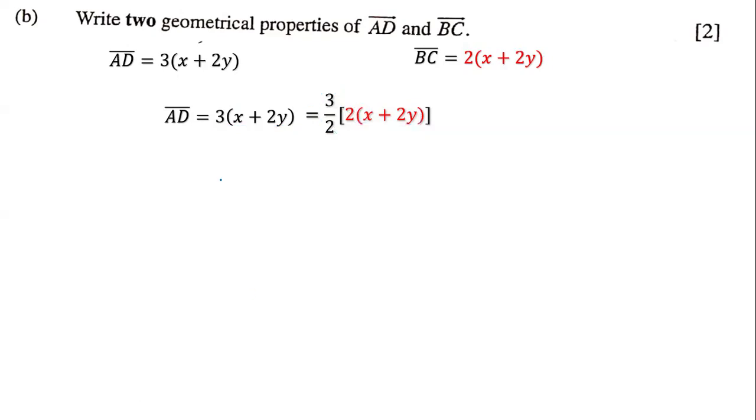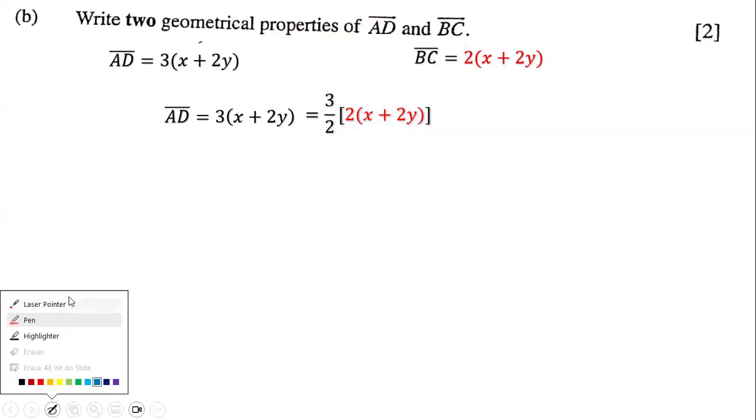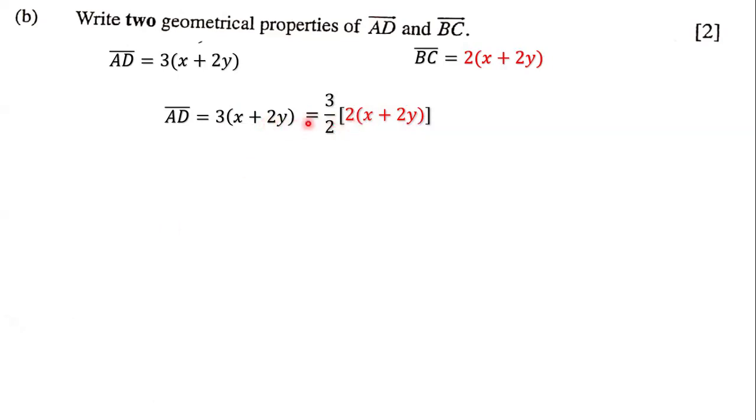That tells us that these two expressions are actually equal to each other. So we can express AD, which is 3 open bracket x plus 2y, as 3 over 2 multiplied by 2 open bracket x plus 2y. And we know we can do that because all we need to do is cancel these two 2's, and then we're left with 3 open bracket x plus 2y.